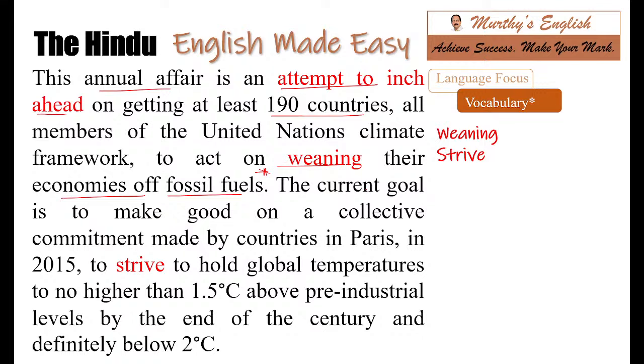So it talks about countries should move away from fossil fuels in a nutshell. Their dependence on fossil fuels should not be there, should not continue. The current goal is to make good on a collective commitment made by countries in Paris. The current goal, what is the current goal? Is to make good on a collective commitment made by countries in Paris in 2015 to strive to hold global temperatures. Means to work very hard, put in a lot of efforts to hold global temperatures to no higher than 1.5 degrees Celsius above pre-industrial levels by the end of the century and definitely below 2 degrees Celsius. That is a goal.